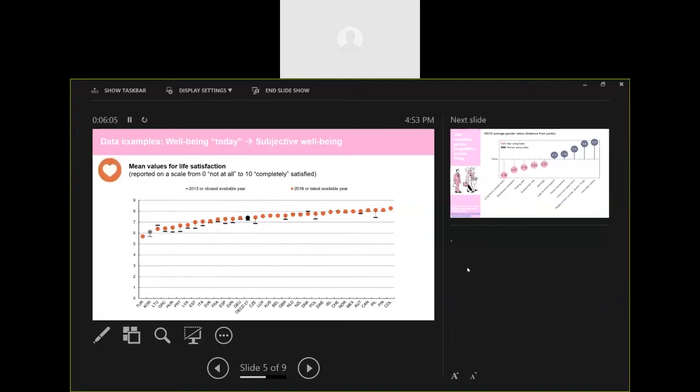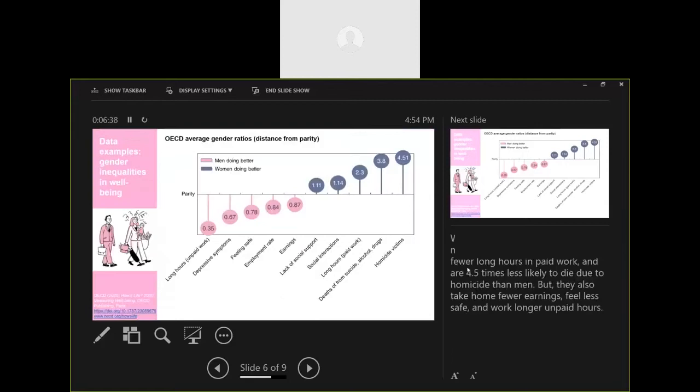Just to give three very brief examples of how indicators that populate the dimensions of well-being can look like. Look at well-being today, one of the dimensions is subjective well-being. So how do people feel about their lives? And here we see the mean values for life satisfaction. So how satisfied are people with their lives on a scale from 0 to 10? And we can, at a quick glance, see that life satisfaction is lower in countries such as Turkey, Lithuania, and Greece than it is comparatively to Austria, Ireland, Finland.